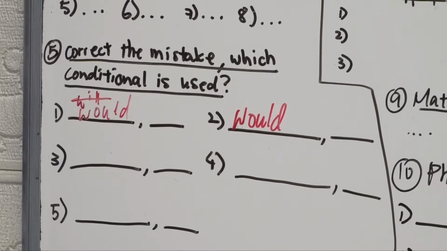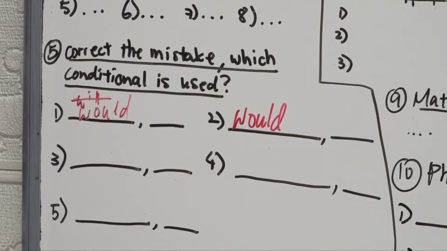Question number 3. If he had read the book, remember it's past participle, right? If he had read the book, he might to understand the play. What do you think? He might has understood.